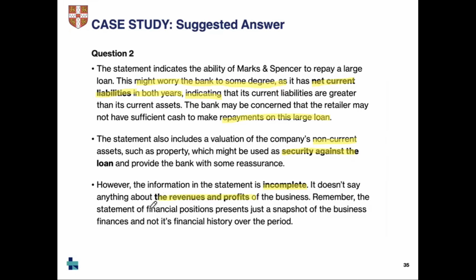Remember, the statement of financial position presents just a snapshot of the business finances and not its financial history over the period. So we made that point that the statement of financial position will give us a snapshot of the assets and liabilities of the business on a particular date. But the statement of profit or loss will give us a history from January 1 to December 31st. How much revenue do we have? How much expenses have we paid? And then how much profit do we have at the end of the period? So this is how we can attempt to answer the question there.